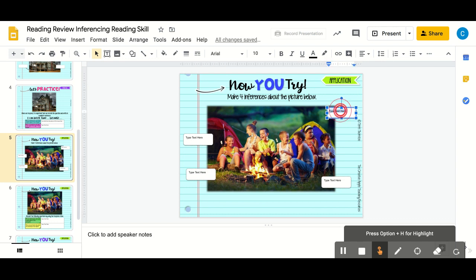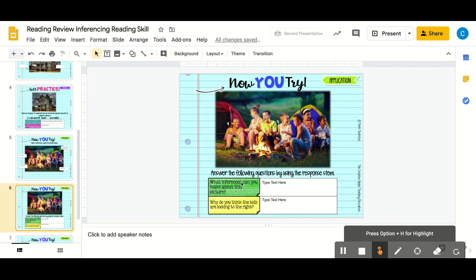I'm going to go ahead and make one. They are camping and having a bonfire. I want you to make the other 3. So make sure that you are looking at this picture closely. And what can you take away from it? I'm seeing the tents. I'm seeing marshmallows. They've got a fire. They're smiling. There's a bunch of them. So I want you to take some time and think about that.